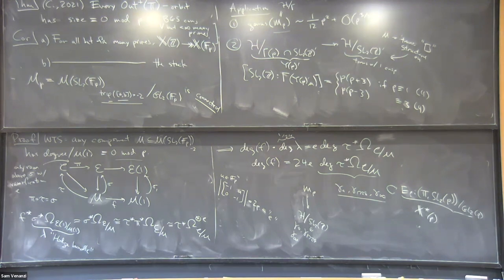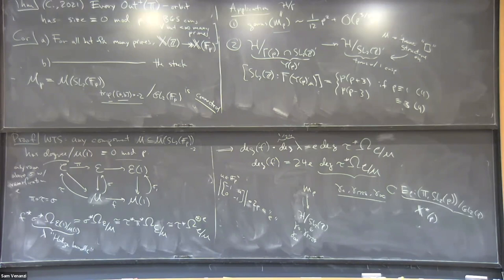Right. Yeah, okay. But it can have an analog of property tau. No. It doesn't. I mean, Out(F2) does not have property tau.